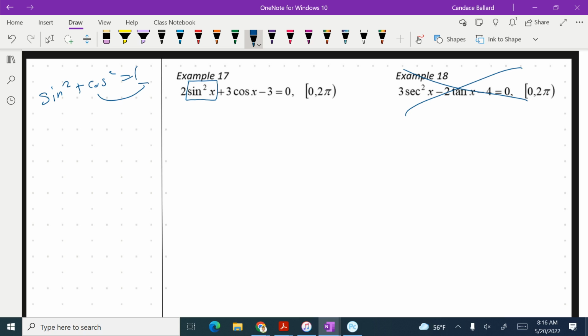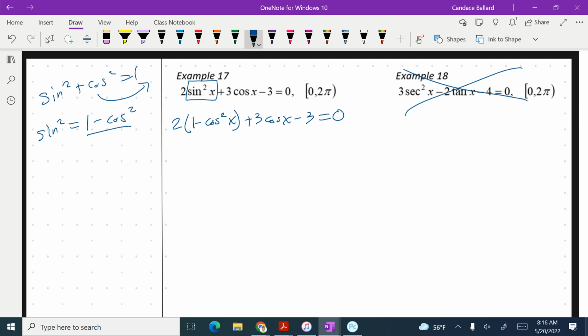Or I could subtract this to the other side, right? So I know that sine squared equals 1 minus cosine squared. It's the top row, last column, right? Is the formula that we're using. Remember that each row is the same equation. It's just that I rewrote it different ways, okay? All right, so I'm taking this and I'm substituting it in. So 2 times 1 minus cosine squared x plus 3 cosine x minus 3 equals 0.